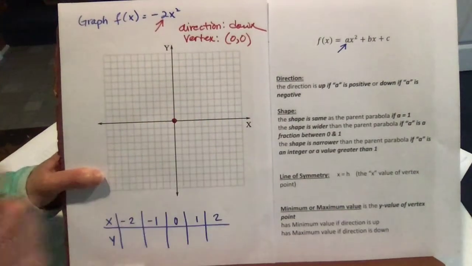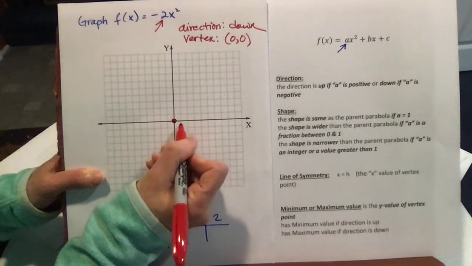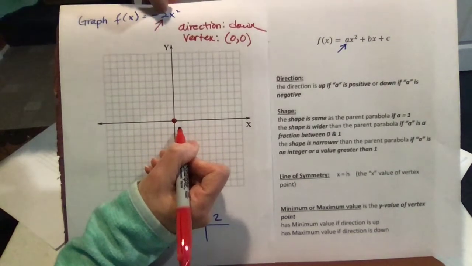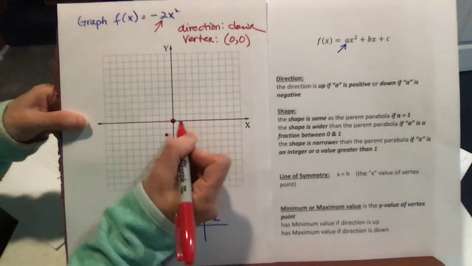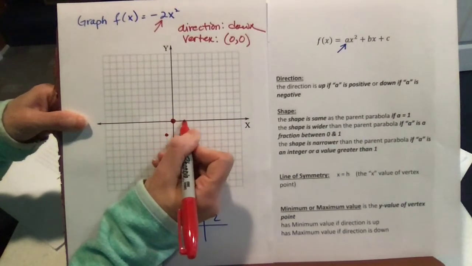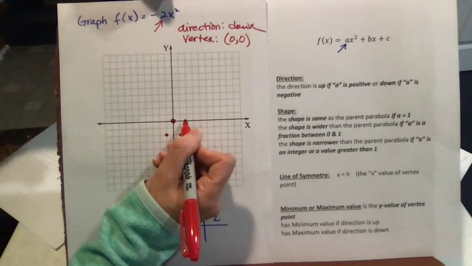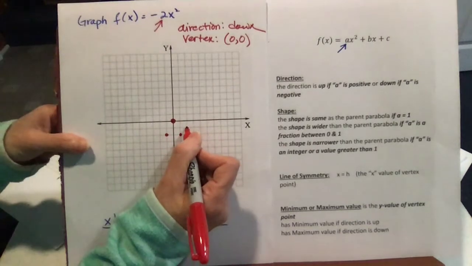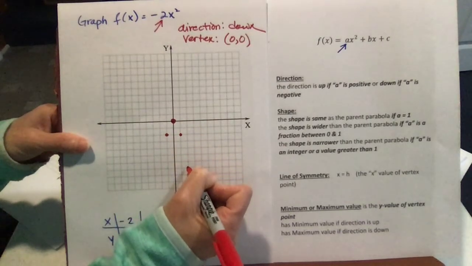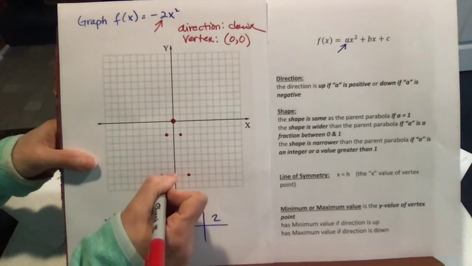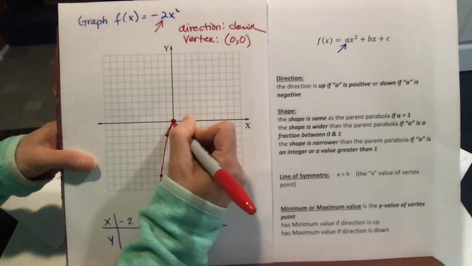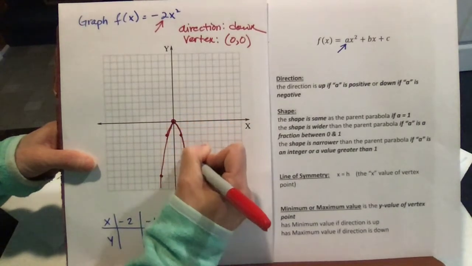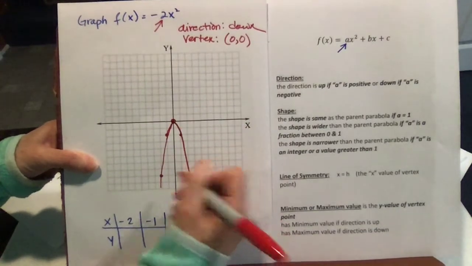So we start at 0, 0. If we move 1 away, we typically square and go down 1, but this says go twice that. So we'll go down 2 and use symmetry on each side. We move 2 away from the vertex along the x, we square it, and we typically go down 4, just like the parent, but this says, hey, double that, so we'll go down 8. 1, 2, 3, 4, 5, 6, 7, 8, and use symmetry, and you are all done. And that is your graph.